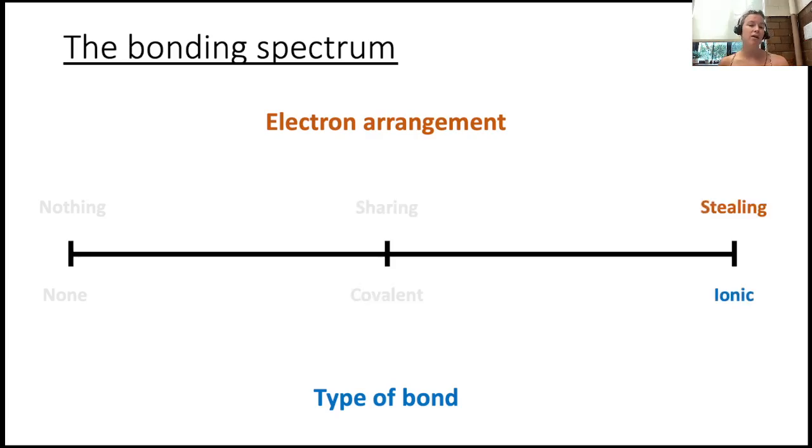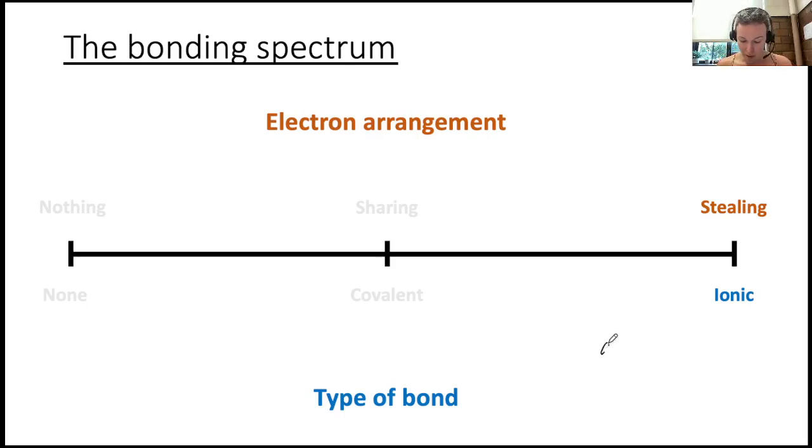The last type of bond is called an ionic bond. And this isn't really a type of bond because I like to think of a bond as electron sharing. An ionic bond happens when electrons were stolen.